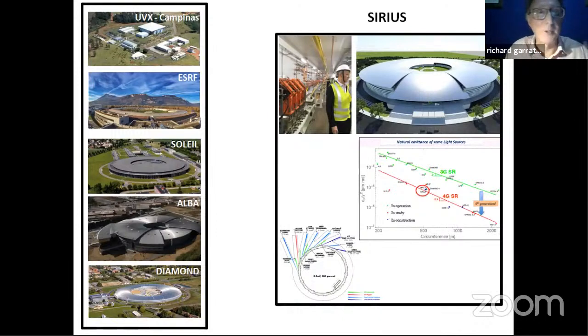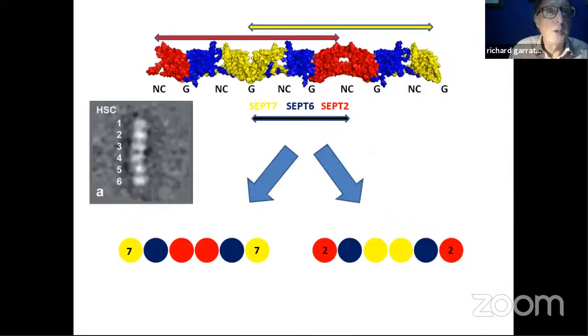Then it had to close down to have the robot fitted. So, as I say, the characteristics of this machine in terms of emittance and energy, etc., are very similar to Max4, which is probably well known to most. Okay, so getting back to septins then.